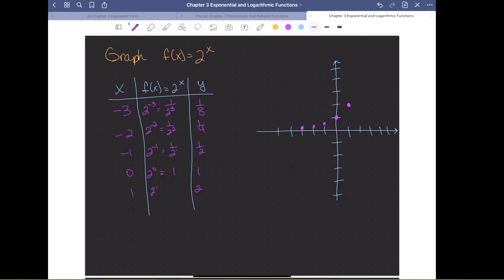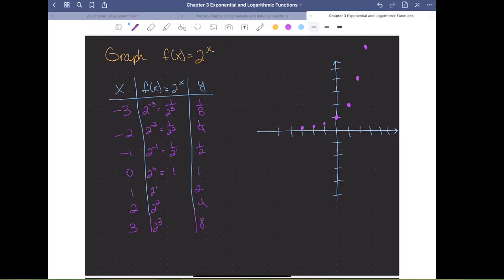If I put in 2, 2 squared is 4. So at 2, I'm at 1, 2, 3, 4, right? And then if I wanted to, I could put in 3. 2 to the 3rd is going to give me 8. So at 3, I'm at 8, so I'm going to be way up here. So hopefully we can see that that's going to give us our exponential growth, right?